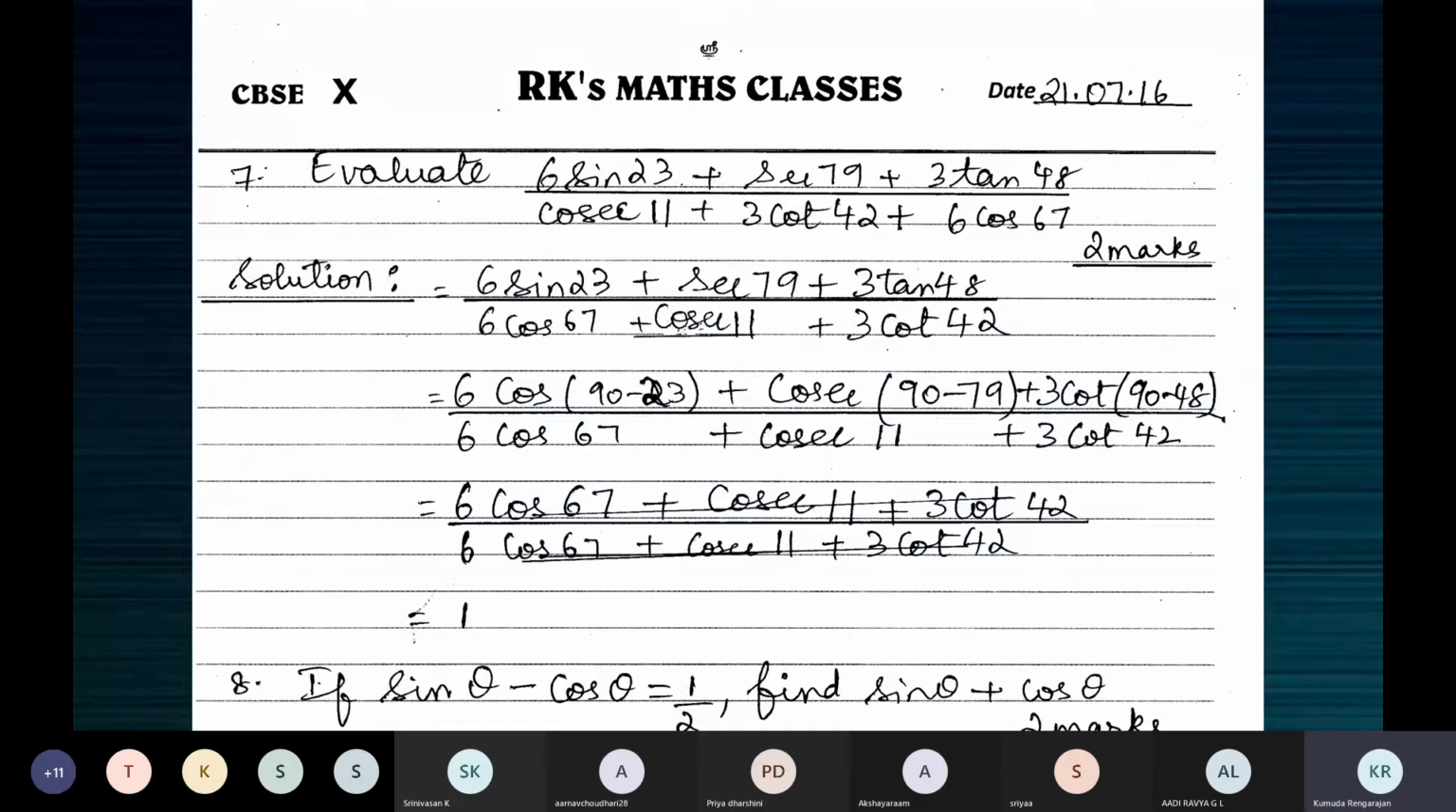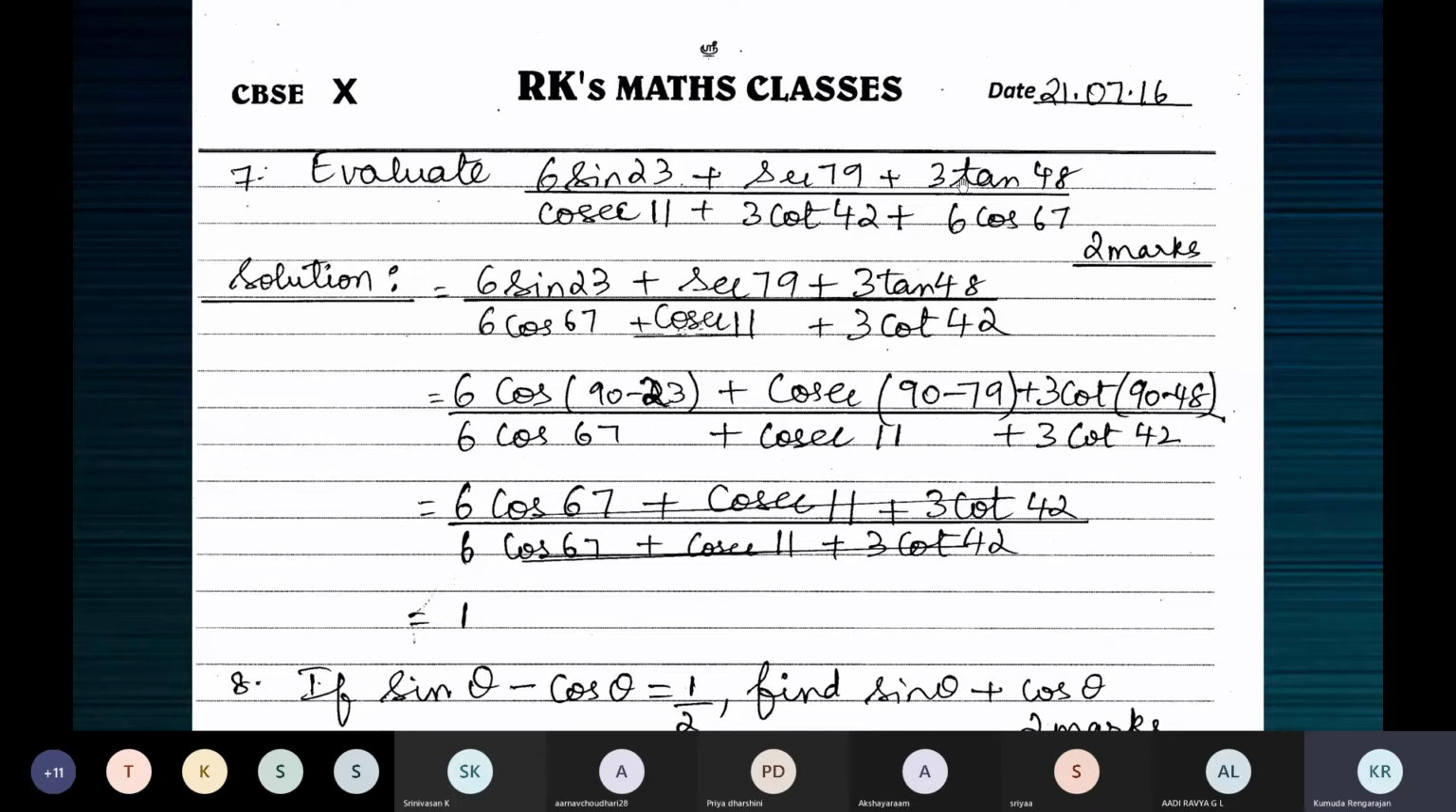Like sine 30 is 1/2 and cos 60 is 1/2. They read different, but their value is the same, 1/2. Similarly, secant 79 looks different from cosecant 11, and when you say them they sound different, but their value is the same.